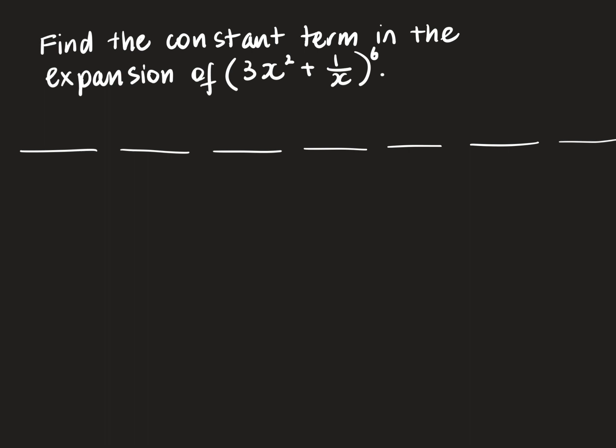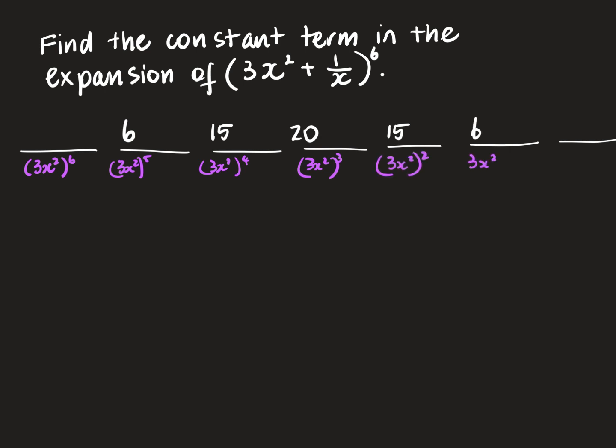Now, I'm going to need to think about what is happening here with my powers of x. So in this first one here, we're going to have 3x squared to the power of 6, and then we're going to have none of term b there. This one's 3x squared to the power of 5, 4, 3, 2, and then just 3x squared then.